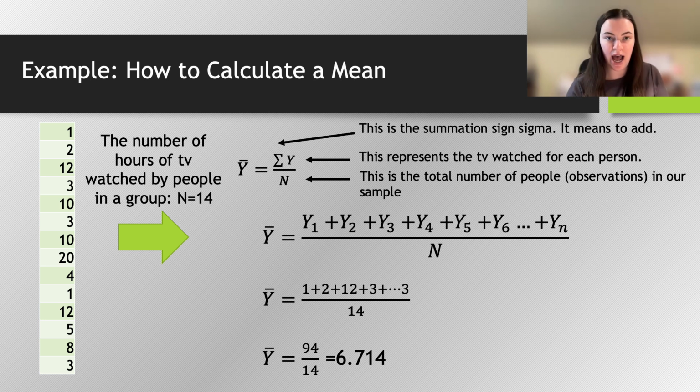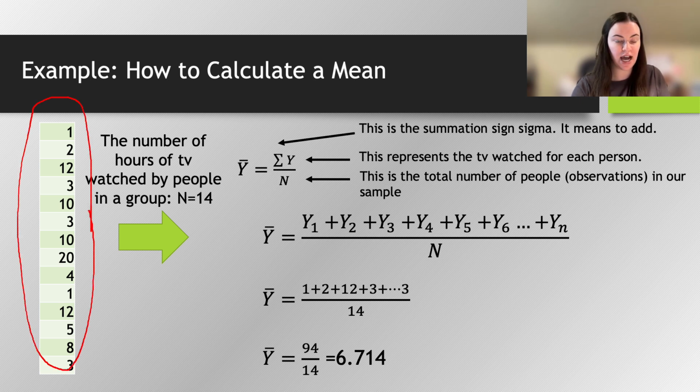So for example, I conducted a brief survey that asked 14 students, on average, how many hours per week do you spend watching TV? And here are their responses, recorded on the left-hand side. And so in order to determine what the average number of hours spent watching per week is, all I have to do is add together all of these observations and then divide by the total number of observations. Again, I asked 14 students, so that's where I'm getting that number here.